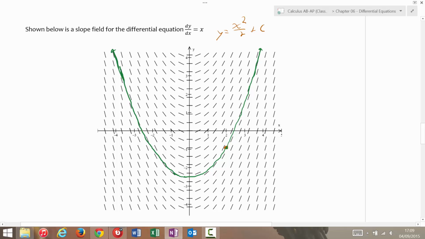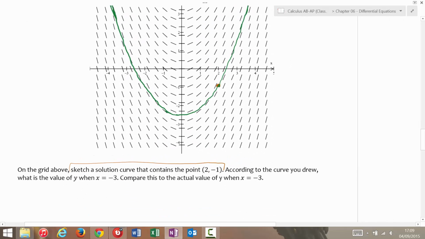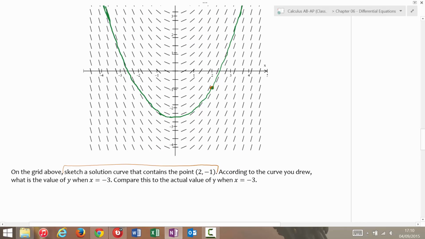You can actually draw a pretty decent parabola by this. It's not perfect, but it's decent. And then it says, according to the curve you drew, what is the value of y when x is negative 3? When x is negative 3, I basically have a y equals 1. I mean, that's kind of the point. So I'm going to guess negative 3 becomes positive 1.